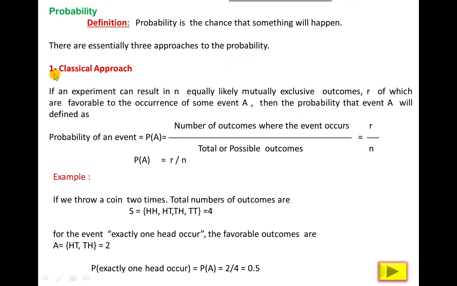The first approach is called the classical approach. If an experiment can result in equally likely, mutually exclusive outcomes. Equally likely means equal chance of occurrence. Mutually exclusive means that if the intersection of two events A and B is equal to the null set, they are called mutually exclusive events. No common element.